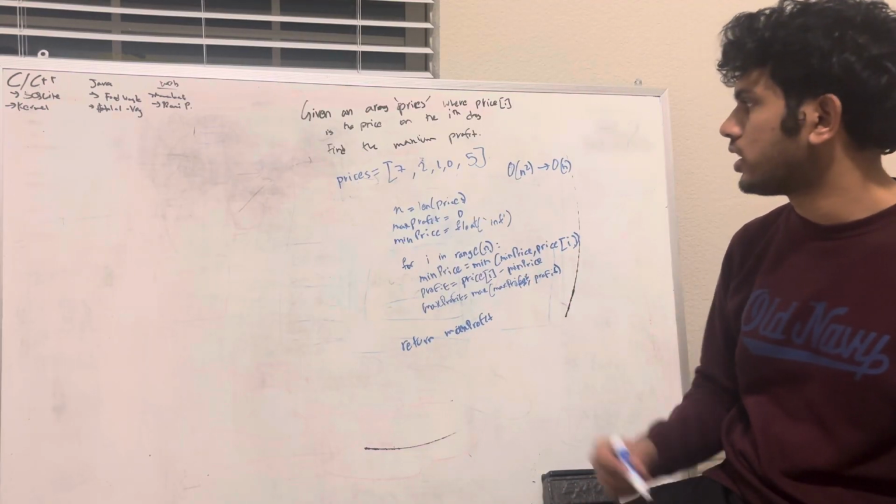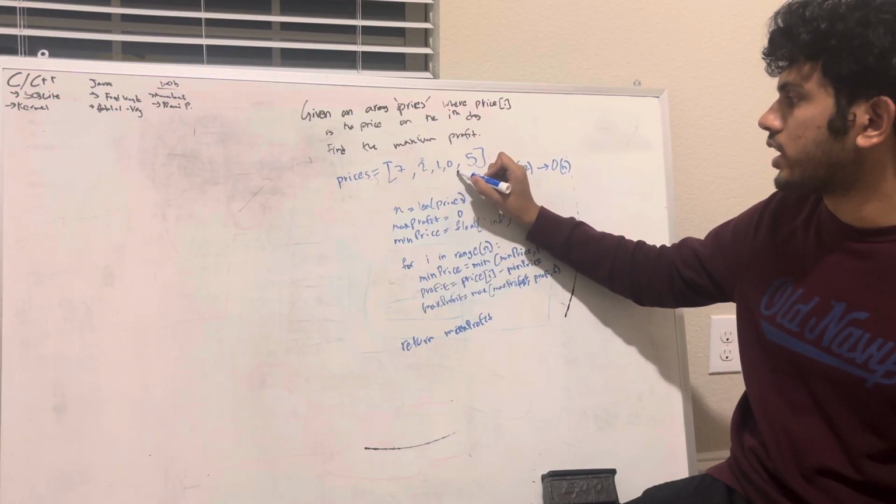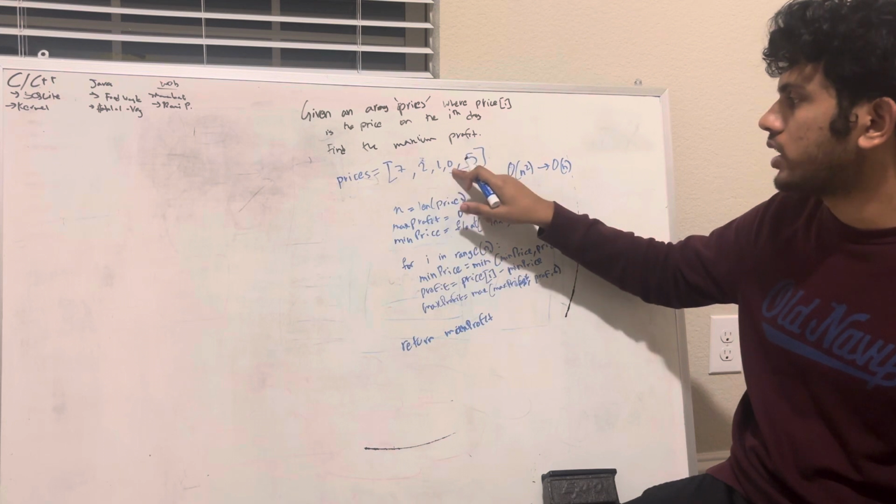In this case, I think 0 is the lowest price, not 1, so I think we'll get a maximum profit of 5, and that's it.